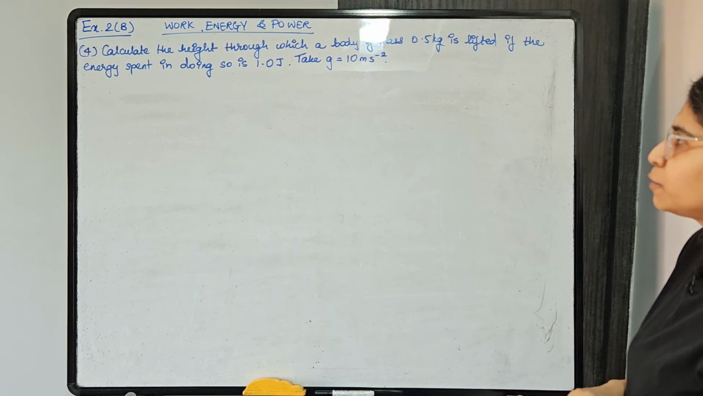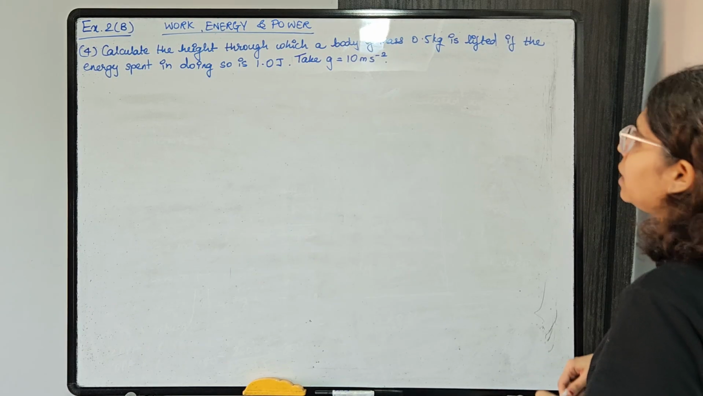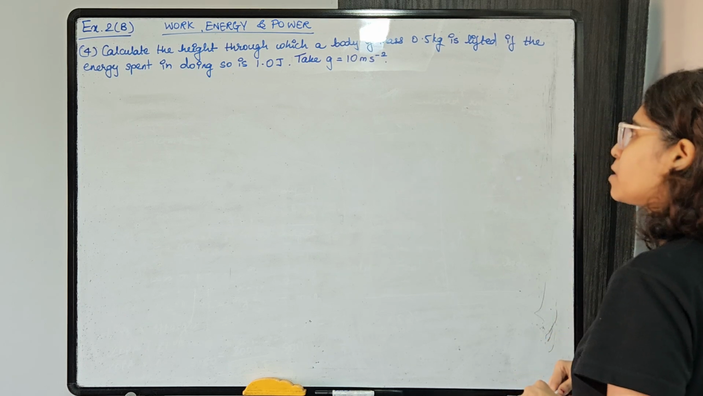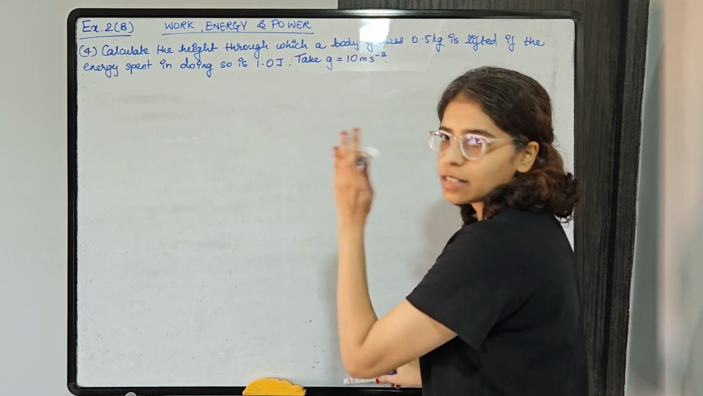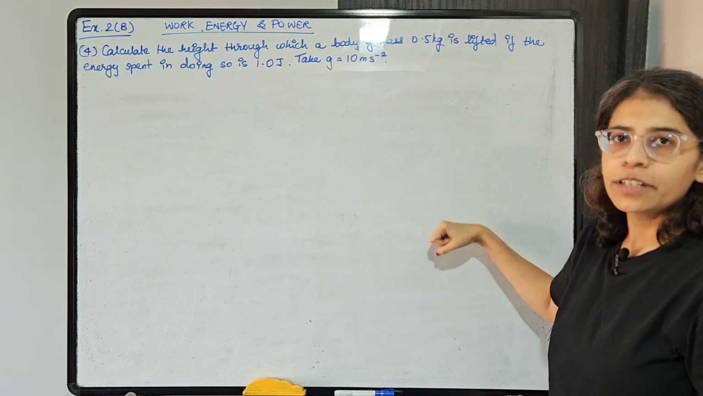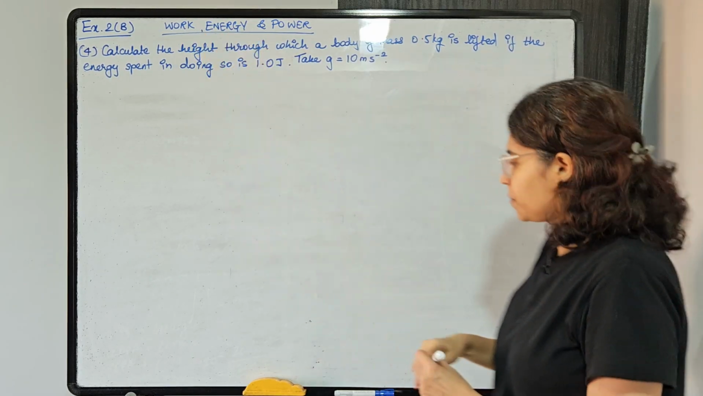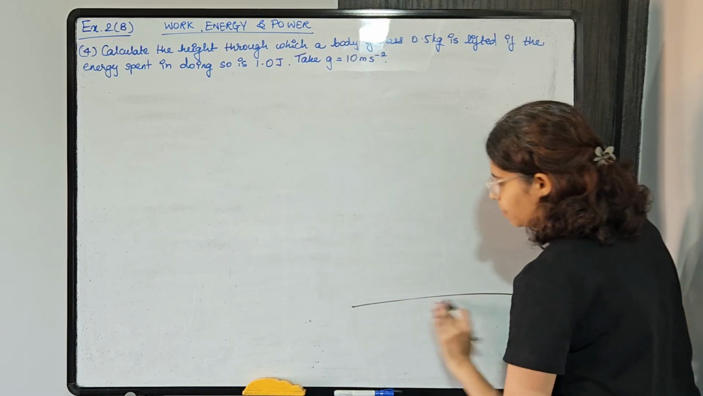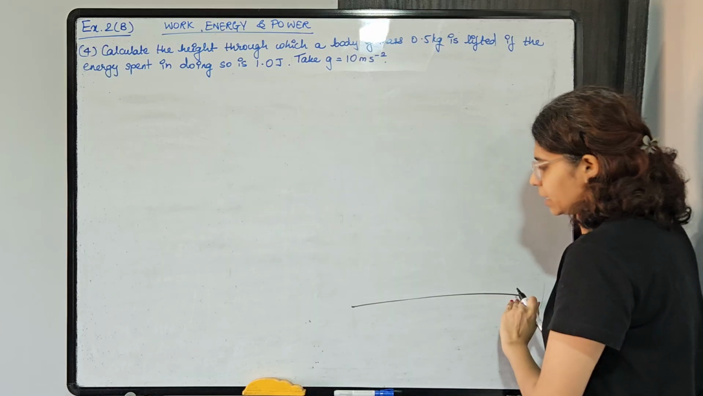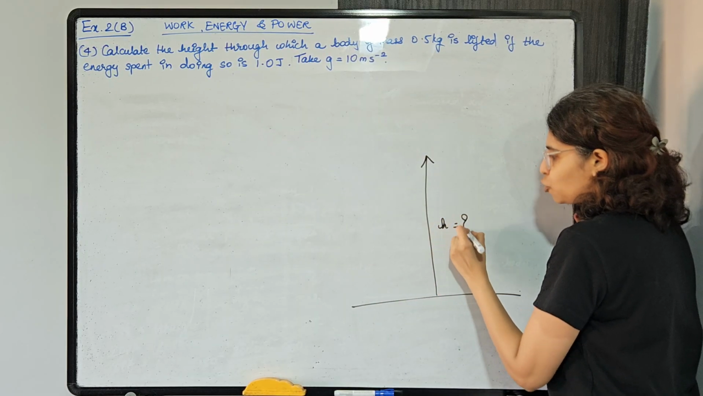Next question, question number 4. Calculate the height through which a body of mass 0.5 kg is lifted if the energy spent in doing so is 1.0 joule. Take g equal to 10 meter per square second. First, let us understand the problem. There is an object, a body, which is being lifted through some height. What height, we don't know. We need to find out the height. So there is a body at some level, ground level or whatever it is, and that body is being lifted through some height h.